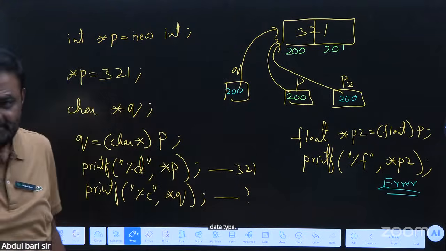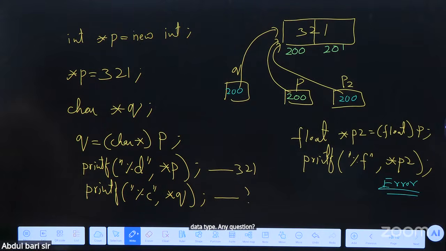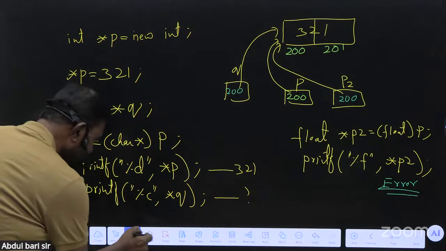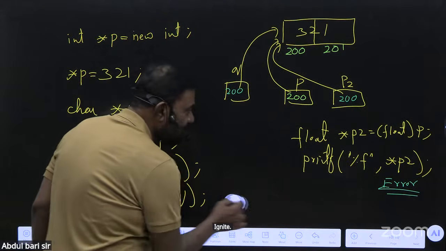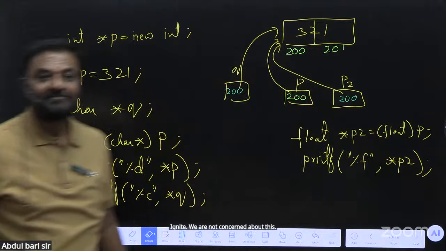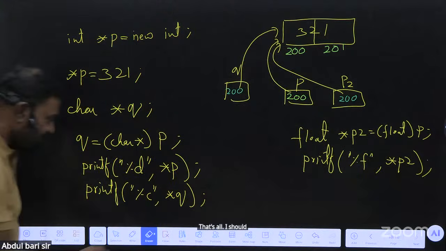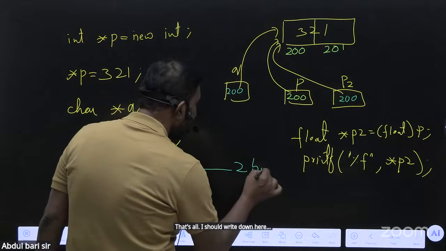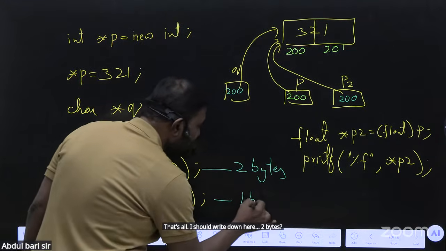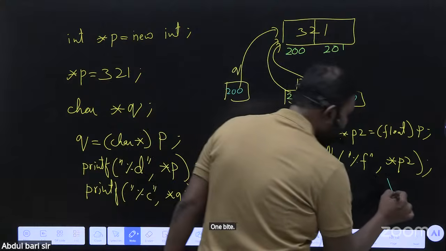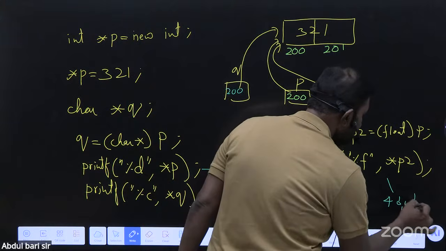Any question? 1 byte, 1 byte, 1 byte. We are not concerned about this. That's all. I should write down here: 2 bytes, 1 byte, 4 bytes.